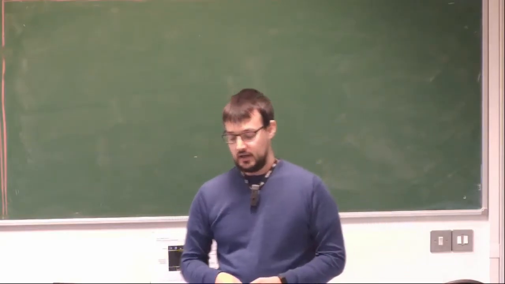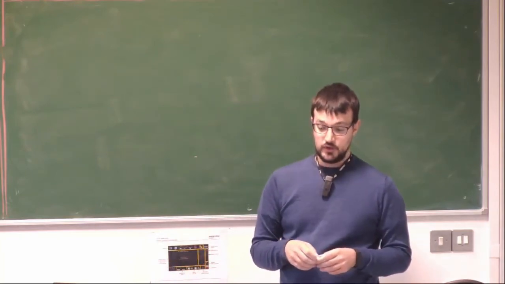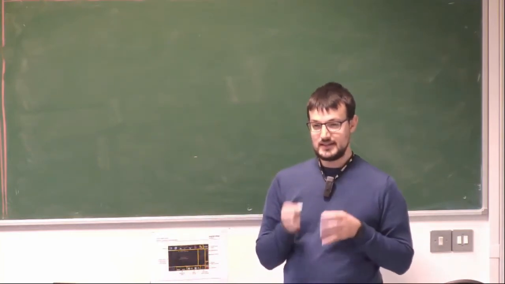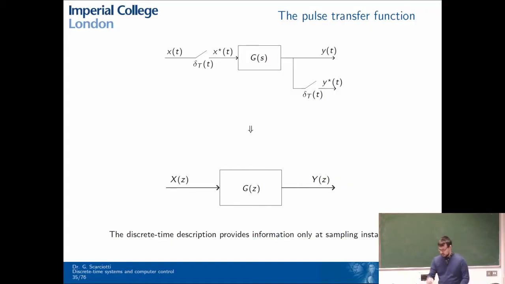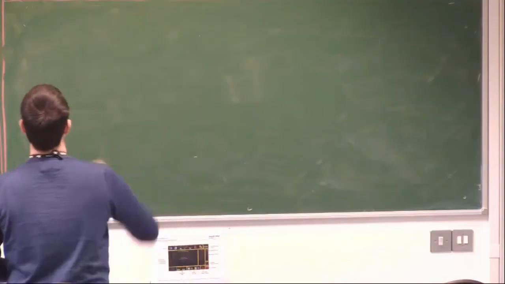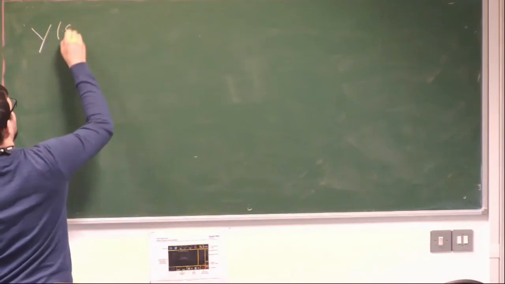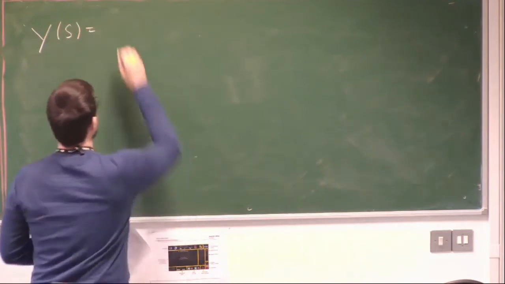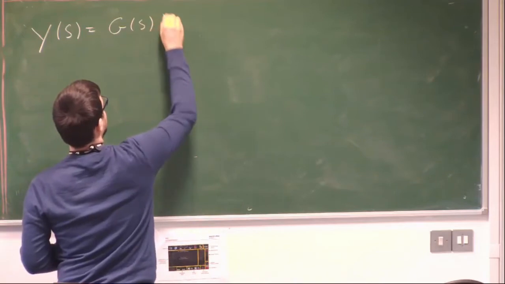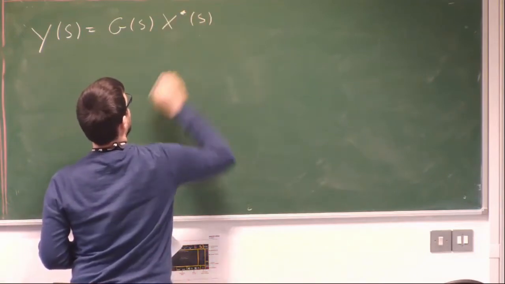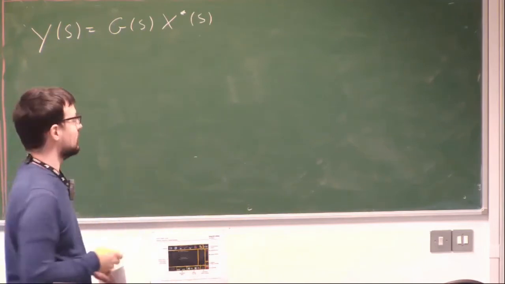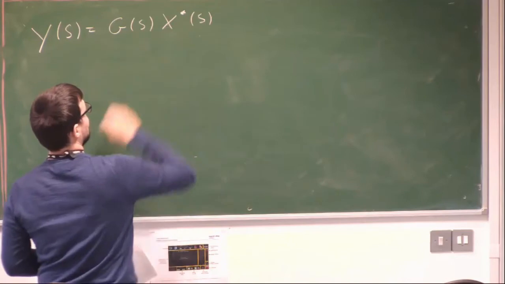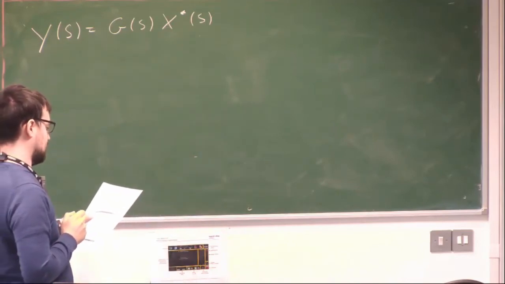Before going on, I want to spend some words talking about the relation between the Z transform and the starred Laplace transform. Let's look at this block. Here we have shown that y of s is equal to g of s times x star of s. And then we have said that there is a one-to-one relation, up to a certain point, between the starred Laplace transform and the Z transform.